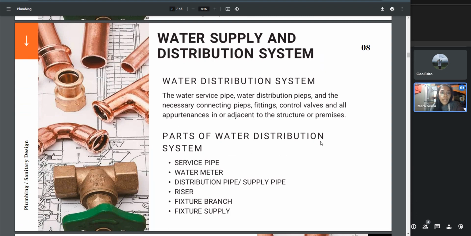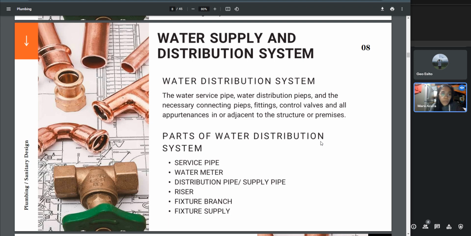The water supply and distribution system. The water distribution system includes the water service pipe, water distribution pipes, and the necessary connecting pipes, fittings, control valves, and all appurtenances in or adjacent to the structure or premises.